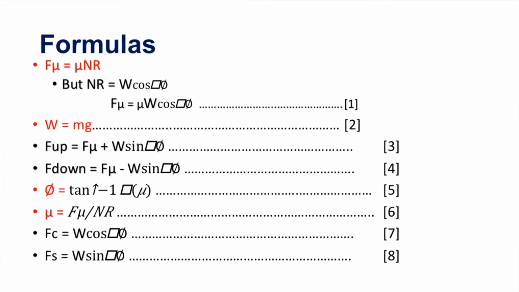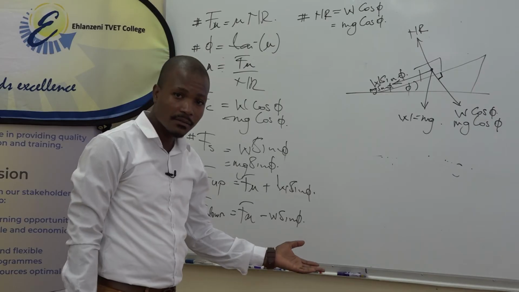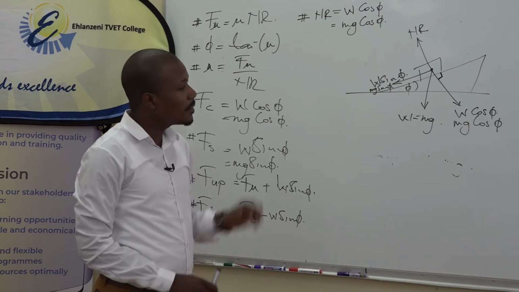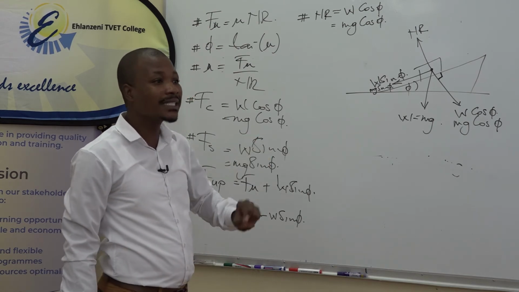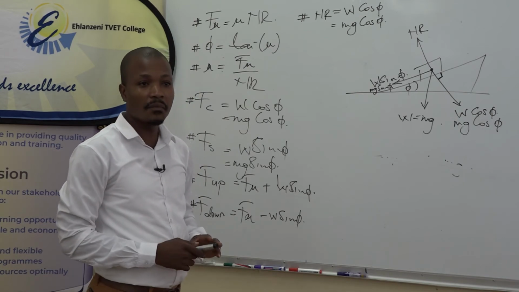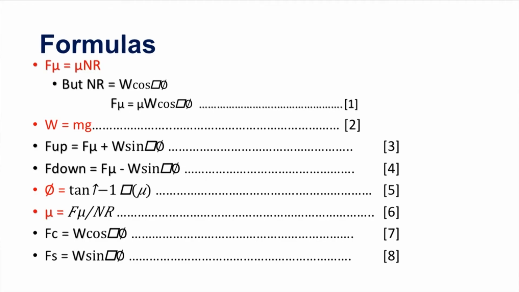The weight, we know how to calculate, is given by mg, mass and gravity. The minimum force required to move the object up the inclined plane is given by the frictional force plus W sine theta. The minimum force required to move the object down the inclined plane is given by the frictional force minus W sine theta.